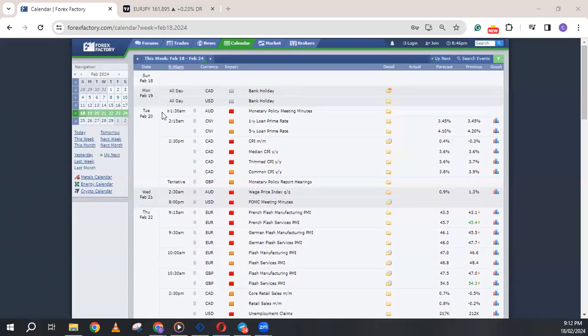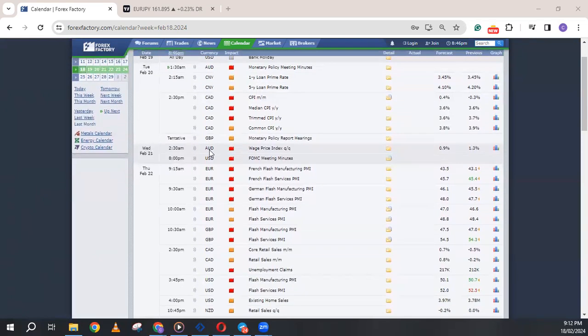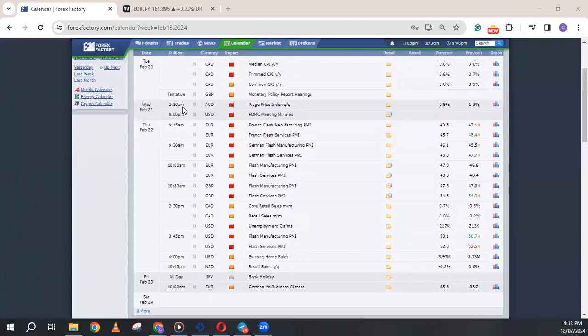Tuesday is going to be active as we're coming into AUD monetary policy meeting minutes. And then we have CAD CPI in the afternoon. Then Wednesday we have FOMC meeting minutes. Then Thursday is going to be very interesting. We have lots of Euro news and GBP news, CAD news, and USD. So it's going to be a very interesting week ahead.